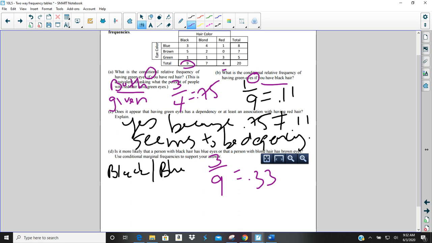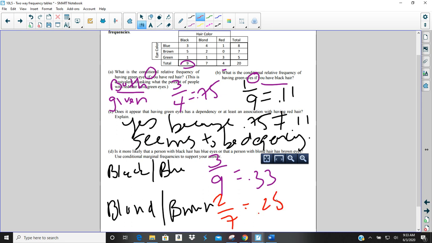What's the probability that a person with blonde hair has brown eyes? So let's go to that. Now we're looking for blonde hair and brown eyes. Okay, so let's do that one. Blonde hair, let me use a different color. Blonde hair is 7. So given they have blonde hair, what's the likelihood that they have brown eyes? That number is 2. So 2 divided by 7 is 0.285, which is really 0.286, okay?